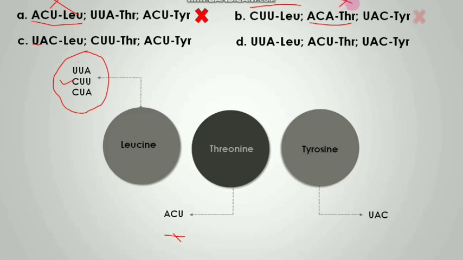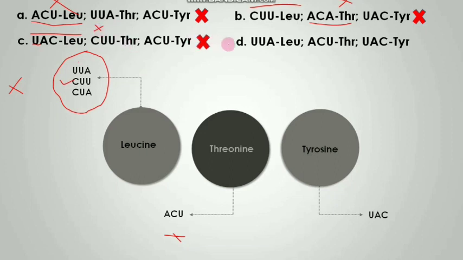Now coming to the third option, C, we can see that it is saying UAC stands for leucine, and there is no UAC triplet codon among the ones we found from the result shown in the question. So option C is also wrong.